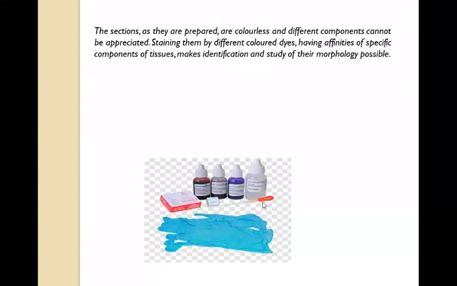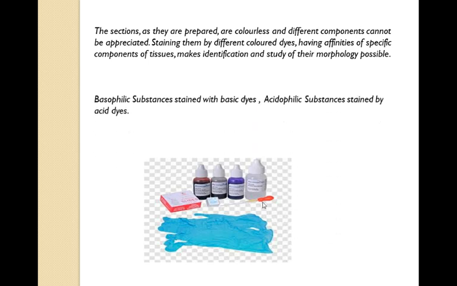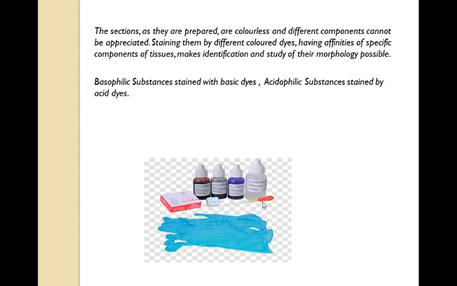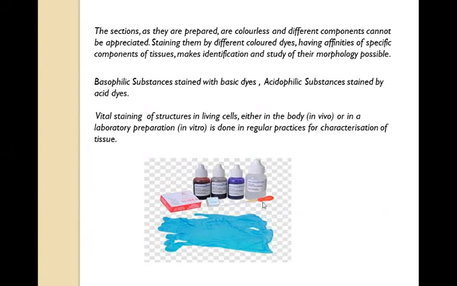The sections as prepared are colorless. We know that when we prepare a section, it is colorless, and the different components cannot be appreciated, meaning cannot be differentiated. So staining them with different colored dyes having affinities for specific components of tissues makes identification and study of their morphology possible. So the basophilic substances are stained with basic dye, and the acidophilic substances are stained by acid dye.